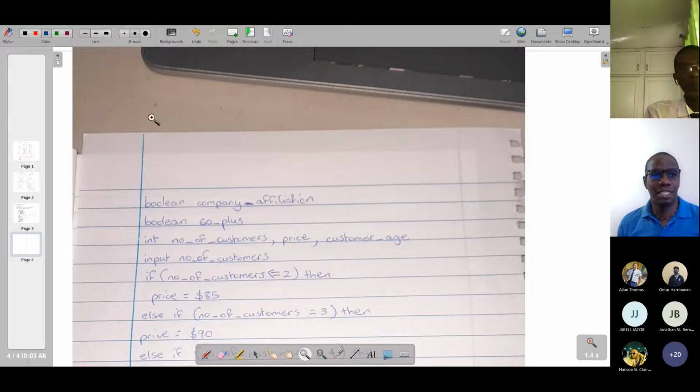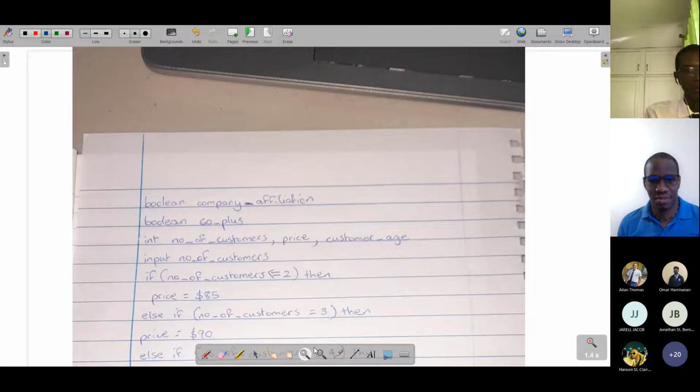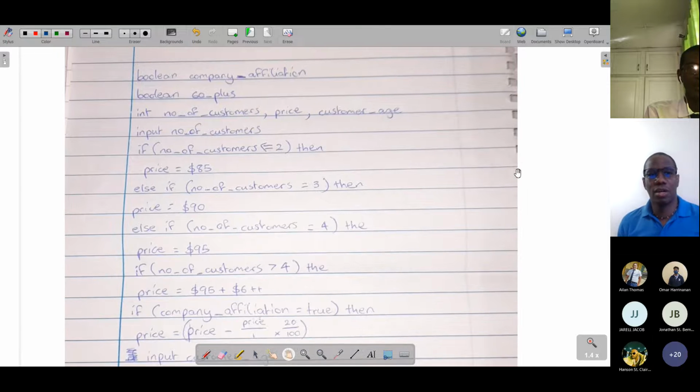All right. Everybody can see it properly, right? Yes, sir. Right. So Jonathan started off by having a variable called company affiliation, which is a Boolean variable, and a Boolean variable named 60 plus. Looking promising so far. Number of customers in total. So he started off with getting the number of customers.